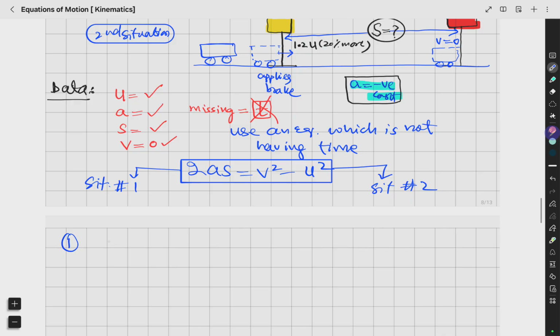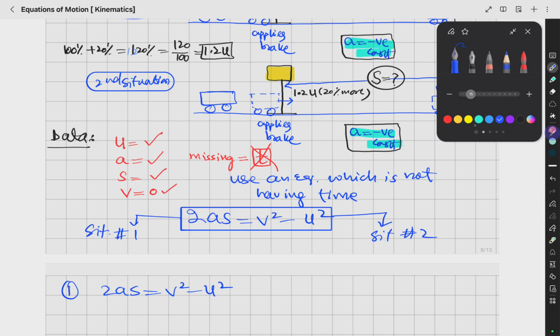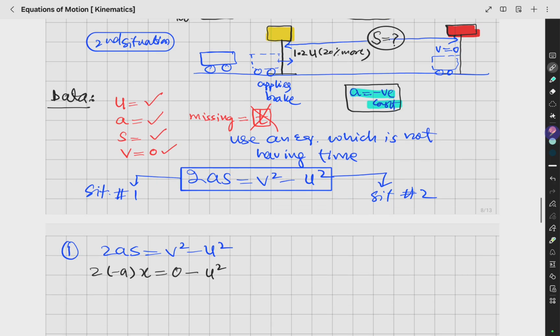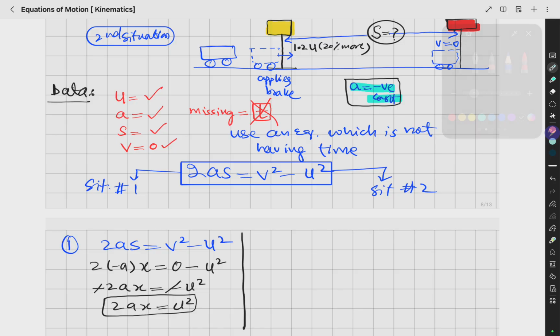So in situation 1, 2as is v square minus u square. Be with me, this question is very challenging. If you understood this question, other questions will be a piece of cake for you people. So 2 and a is negative a and s is x in the first situation, v is 0 and u is u. So you'll be saying it is minus 2ax equals minus u square. This negative negative cancels away. So 2ax is u square. You said, okay, this is my answer. It will not give you any value, but okay, this is the first situation.